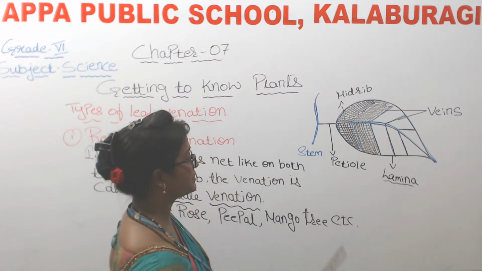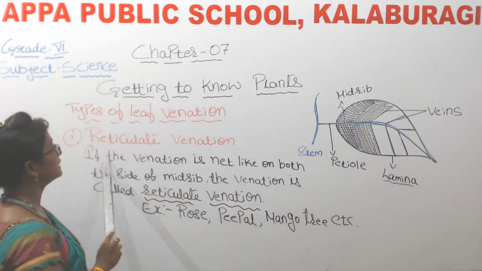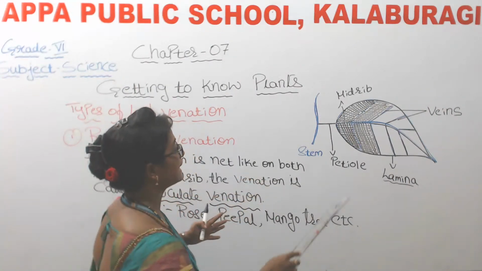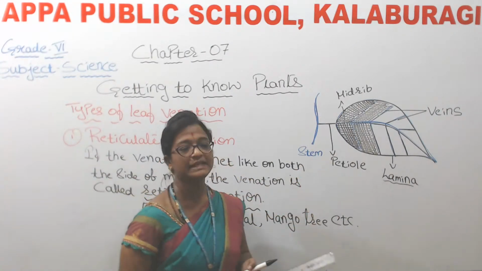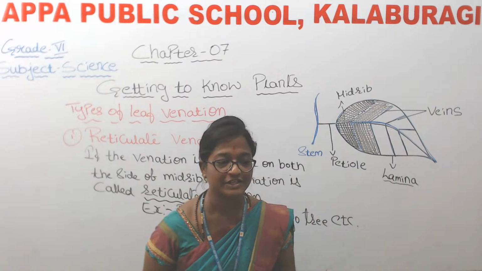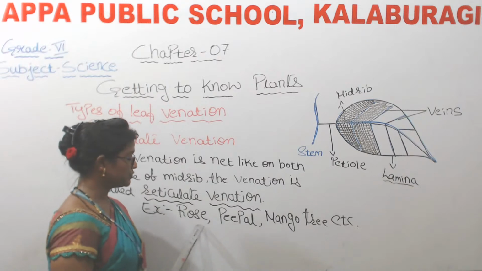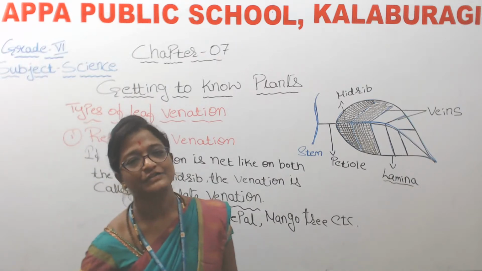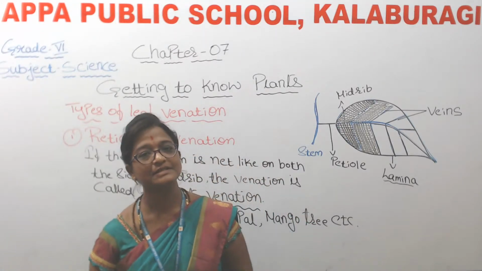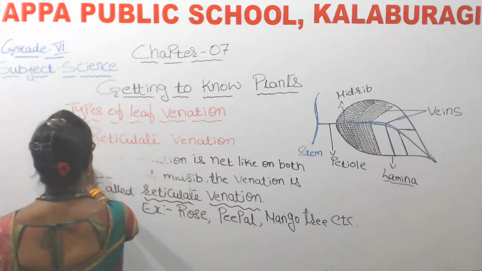Once again I'll repeat, children: what do we mean by reticulate venation? If the design is net-like on both the sides of the midrib, then that venation is known as reticulate venation. The examples are rose plant, peepal tree, mango tree, and so on. So this is about reticulate venation. The next type is, yes children, parallel venation. Let us discuss what we mean by parallel venation.